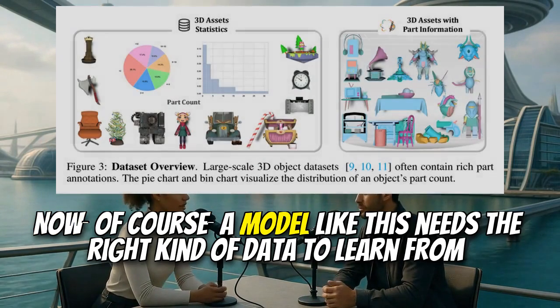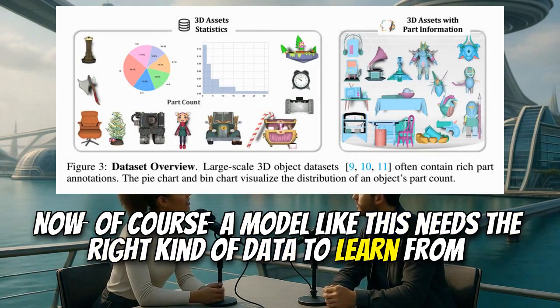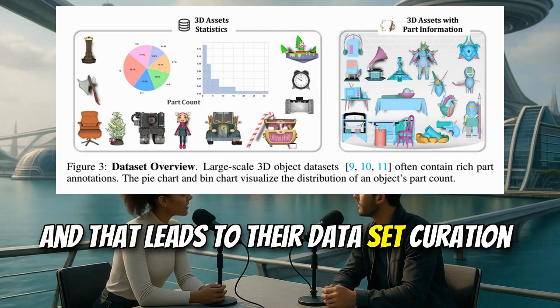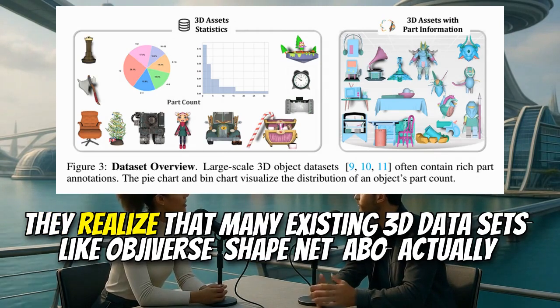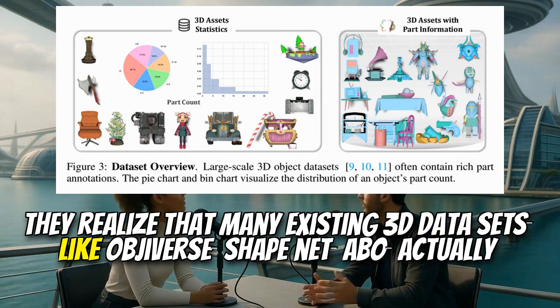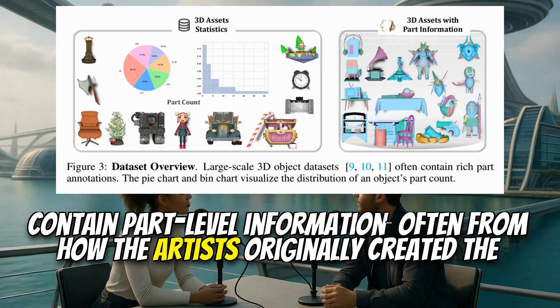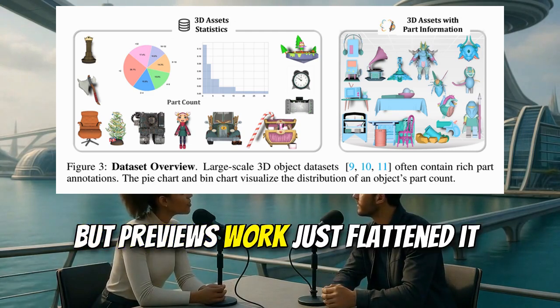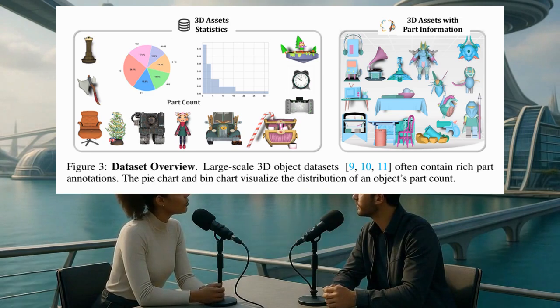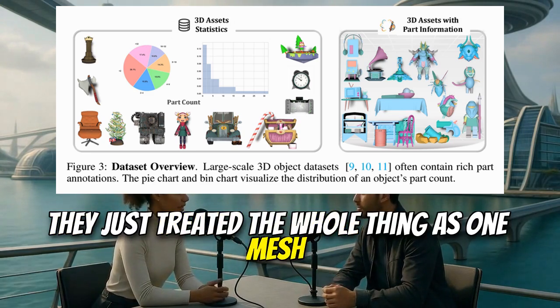Now, of course, a model like this needs the right kind of data to learn from, and that leads to their dataset curation. They realized that many existing 3D datasets like Objaverse, ShapeNet, ABO actually contain part-level information, often from how the artists originally created the models. But previous work just flattened it. Often, yes. They just treated the whole thing as one mesh.